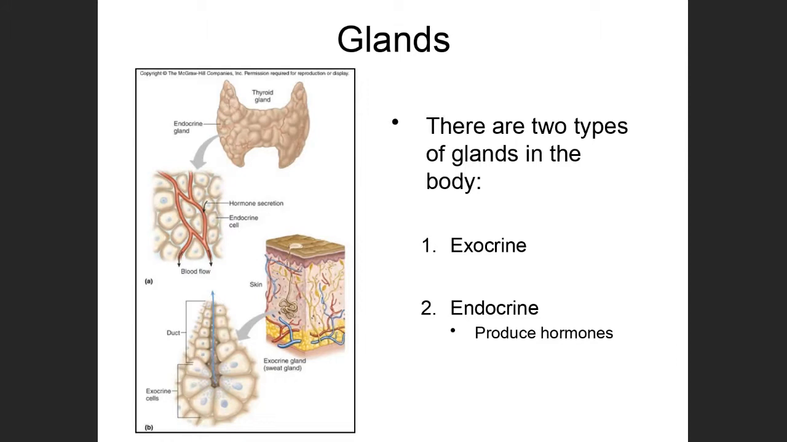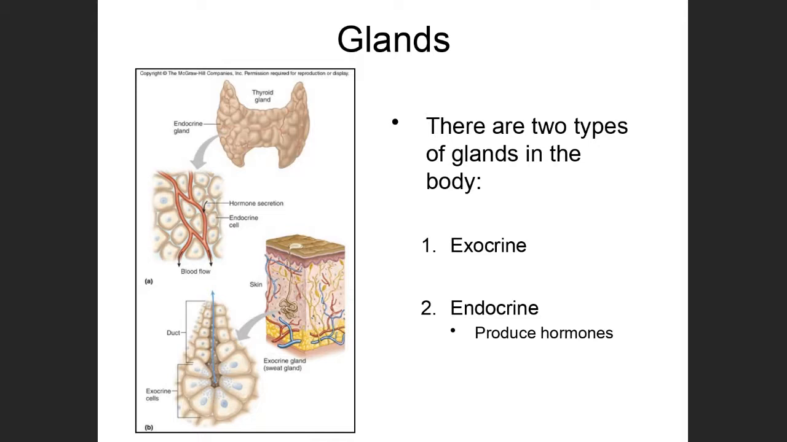So I want to talk about some basic anatomy before we get too deep into the endocrine system and talk about an endocrine gland versus an exocrine gland. Up to this point, you've learned about some glands in the body. So we talked about sweat glands and oil glands in the skin back when we were in the integumentary system. And sweat glands and oil glands are examples of exocrine glands.